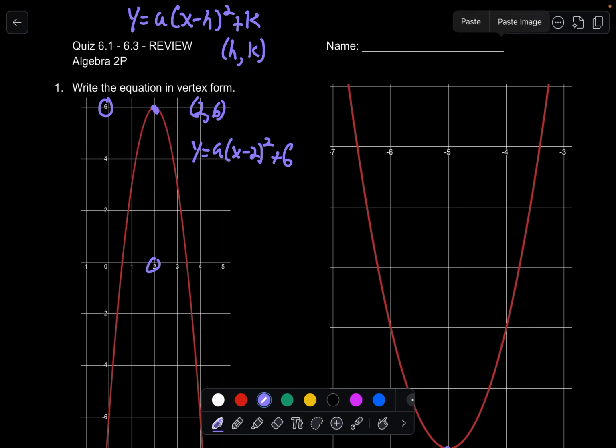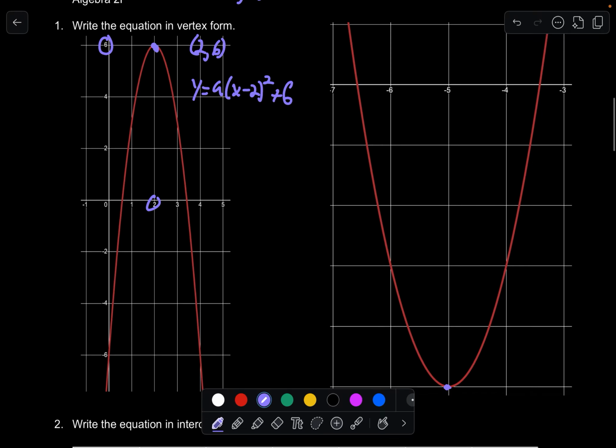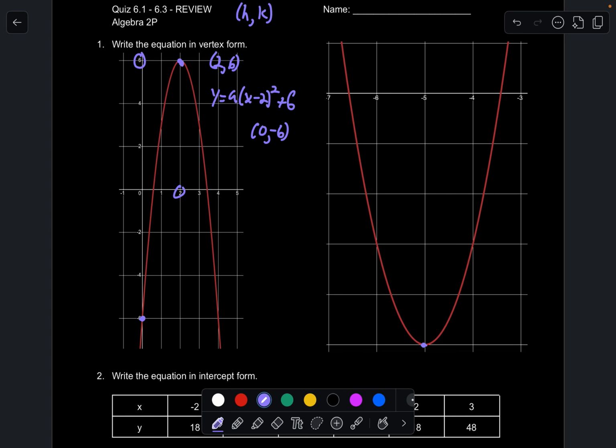So now, all we have to do is figure out the stretching factor. To do that, we choose a point that's not the vertex. I like using the x-intercept if possible. So I'm going to use 0, -6, and I'm going to plug it in and solve for a. So we got -6 equals a times 0 minus 2 squared plus 6.